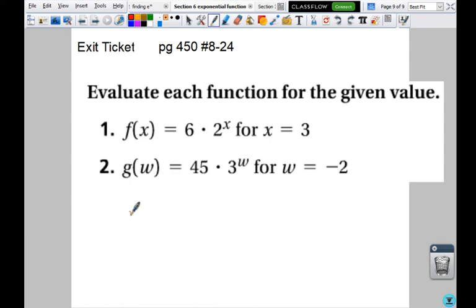Alright, so work on this on your paper. I will get Socratic figured out and get you the right one this time.